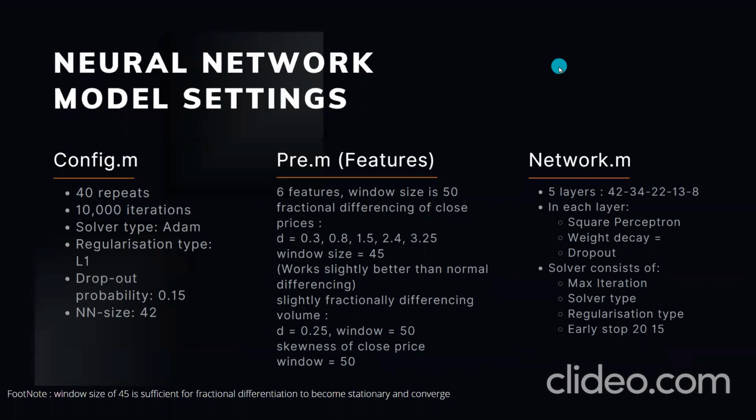Now for our network size, the top layer is 42. The shrinkage is roughly 2/3. We're using squared perceptrons. Our optimal dropout is found to be about 15%. We are using regularization and an Adam solver.